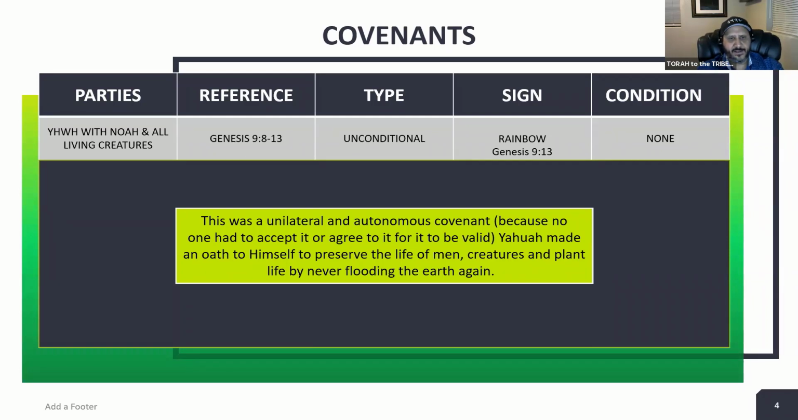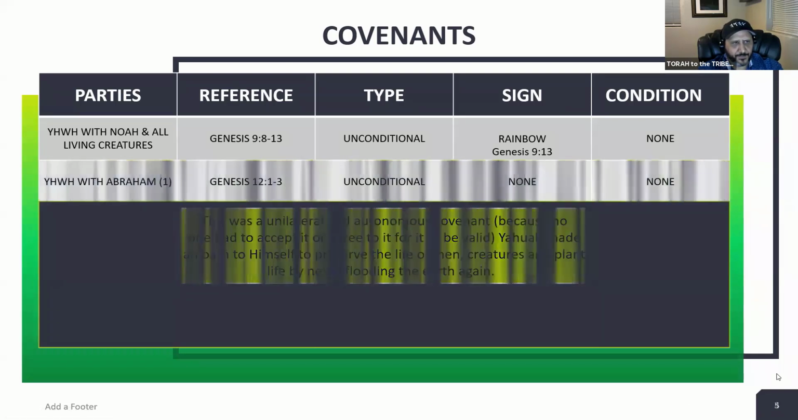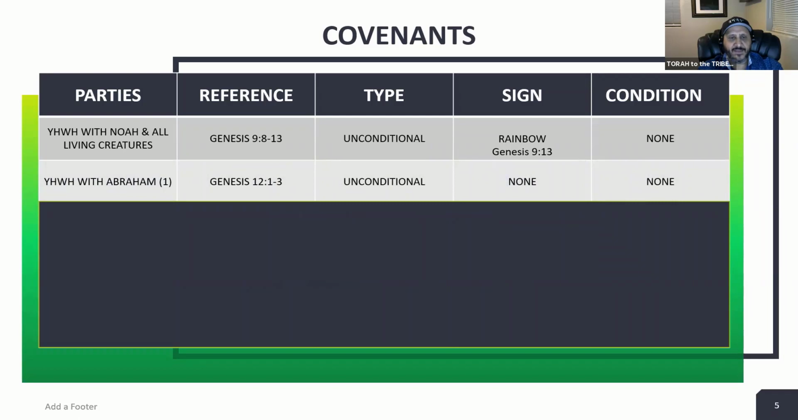So we're going to go ahead. The second covenant we see in the Old Testament is the first covenant Yahuwah made with Abraham. That is in Genesis 12. This was a unilateral and unconditional covenant, unconditional in the sense that Yahuwah's promise here is not contingent upon human response or behavior. Yahuwah is making an oath with himself, and no blood was needed, making it an unconditional and unilateral covenant.